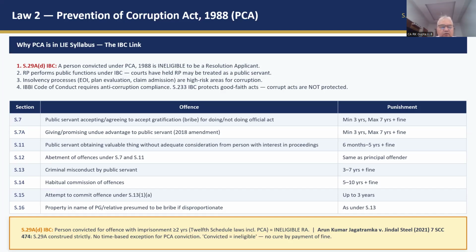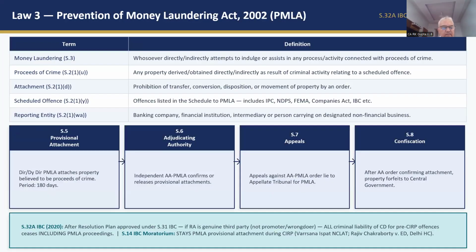Because sometimes you do not purchase the property in your own name. So you may purchase property in the name of someone who has stood as a guarantor or who is your relative. And this is also considered to be a bribe. It is presumed to be a bribe if it is disproportionate to the known sources of income of such guarantor or relative. And it is deemed to be criminal misconduct also.